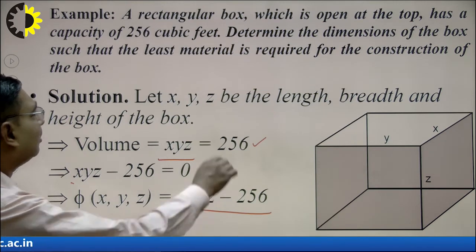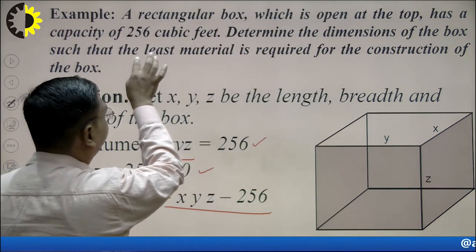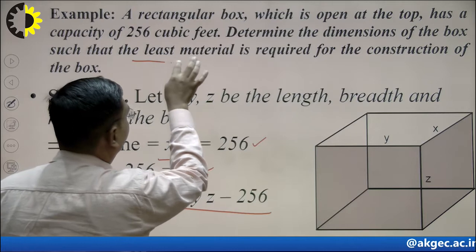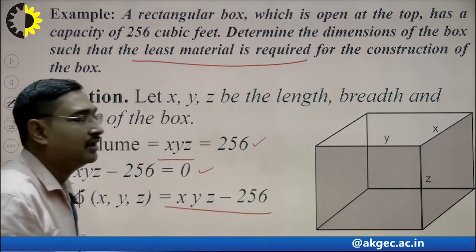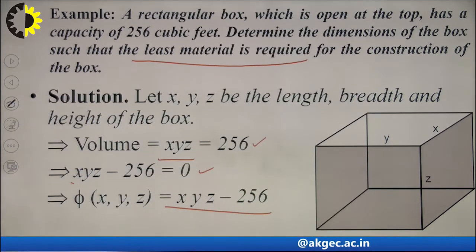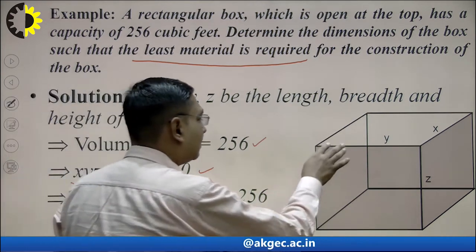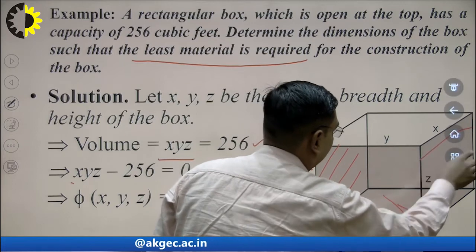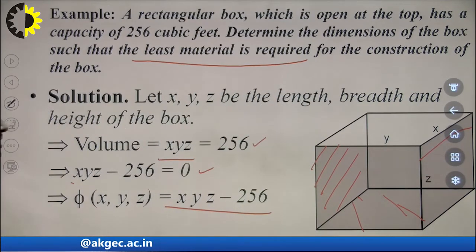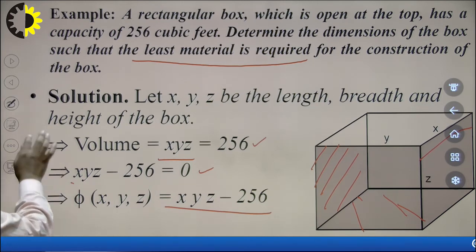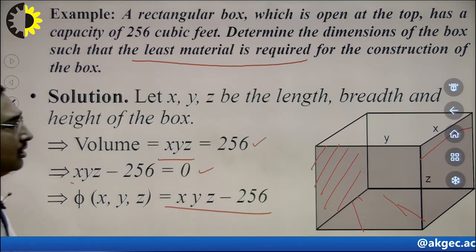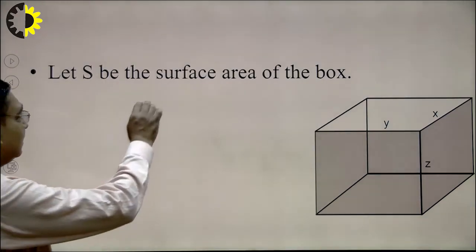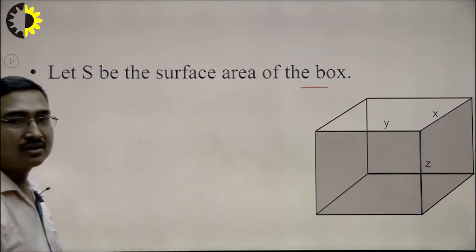Here, we are to construct a box in which least material is required. When the box is open, then the material is used in constructing its walls, and constructing walls means surface area, and therefore, we want to minimize the surface area of the box. Let S be the surface area of the box.